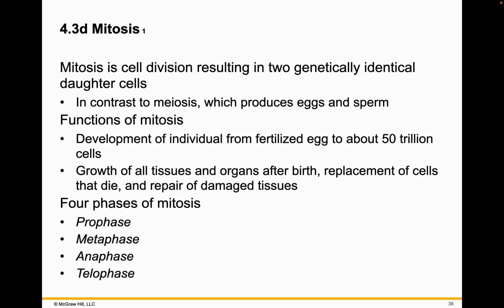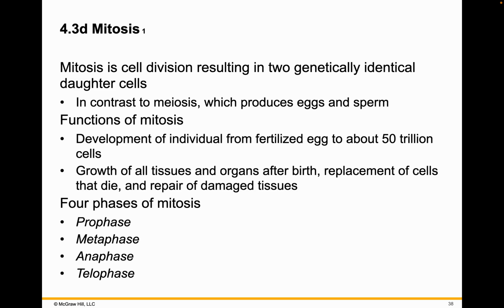Mitosis is cell division resulting in two genetically identical daughter cells. In contrast to that, when we make sex cells, sperm and egg, we use a similar but different division called meiosis. Meiosis is a reductive division. Mitosis is an exact copy division.